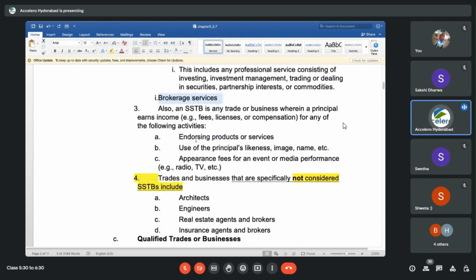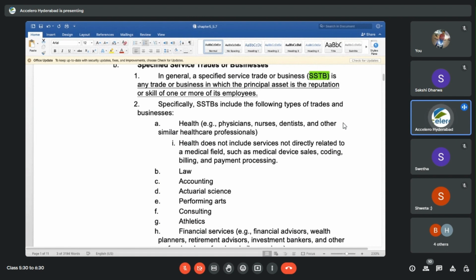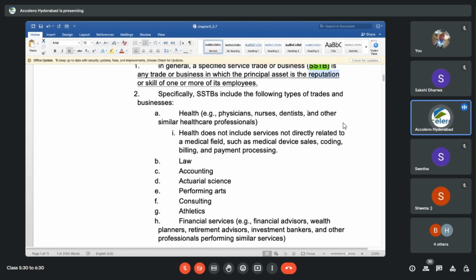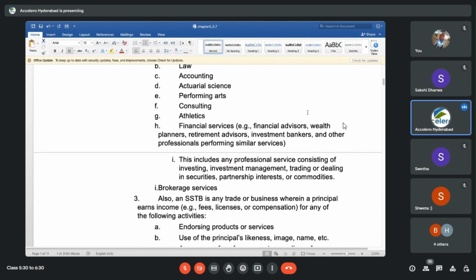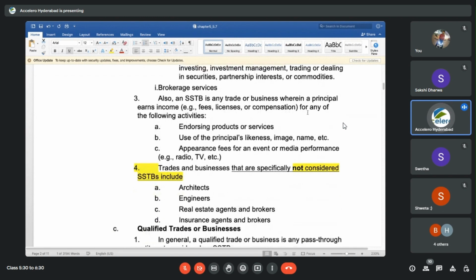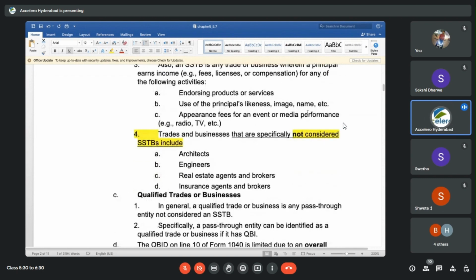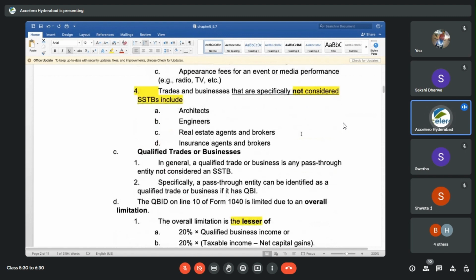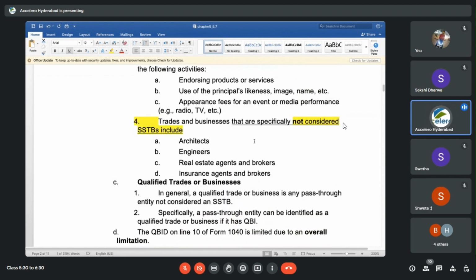Then there's another thing, where we are also talking about the reputation of the person. If somebody is very popular and is said to be the face of a certain brand, like how Adidas will probably sign up with some athlete, or L'Oreal will have some TV actors or movie actors come and sign up. So if any appearance fees, any likeness, image, name, or endorsing products or services are there, those will also fall under SSTB.